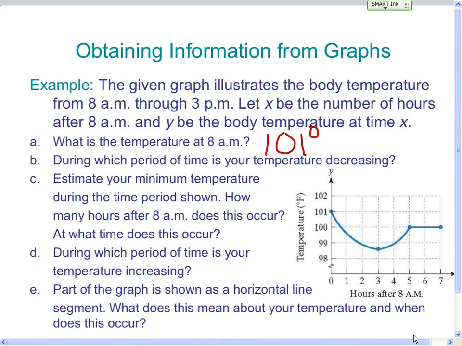During which period of time is your temperature decreasing? That means my graph is going down. So from here to here, I'm going down. My body temperature is going down. So it would be between 0 hours and 3 hours after 8 a.m.